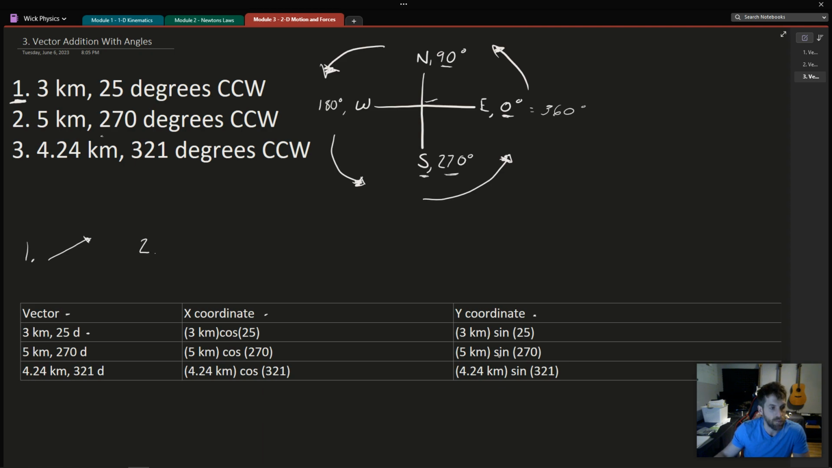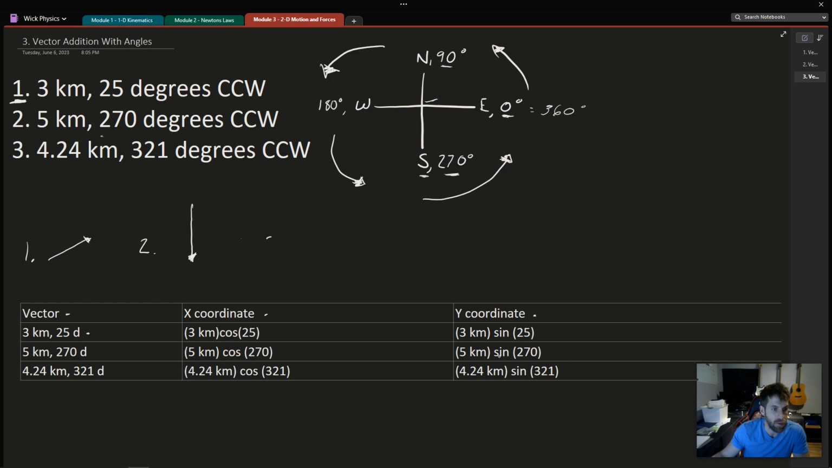So I'm going to make an arrow that kind of looks like this. Now we have number 2: 5 kilometers, 270 degrees counterclockwise. We notice that our southern bound degree is 270 degrees. So that's just a straight arrow downwards. It's going to be slightly bigger than our previous arrow to conform to the vector rules.